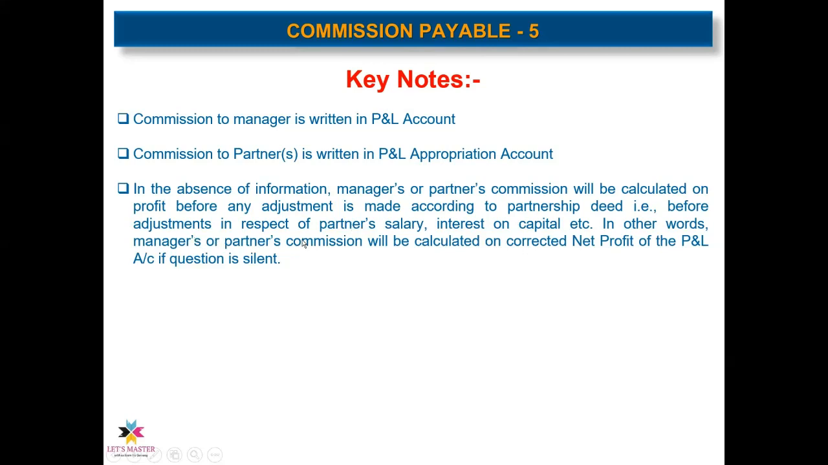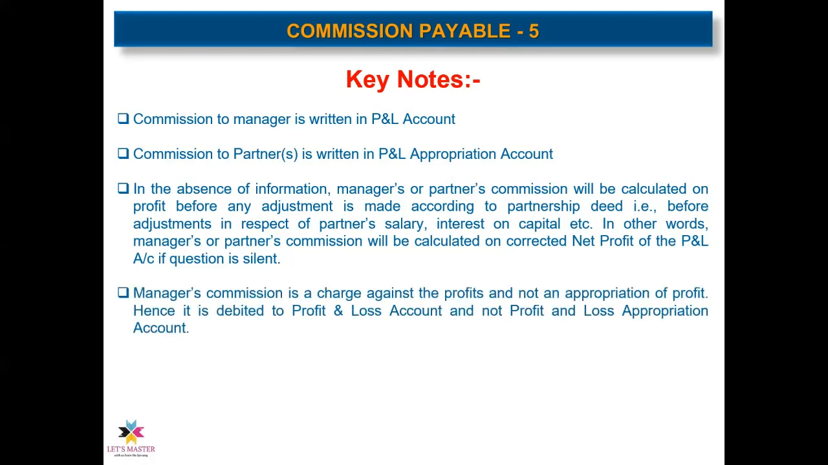That is, before adjustment in respect of partner's salary, interest on capital, etc. In other words, managers' or partners' commission would be calculated on the corrected net profit of the profit and loss account if the question is silent. That means if the question does not mention whether the commission payable to the partner needs to be calculated after any adjustment in regard to salary, interest on capital or interest on drawings, then whatever amount is disclosed by the profit and loss account as net profit, we will consider that amount for our calculations.